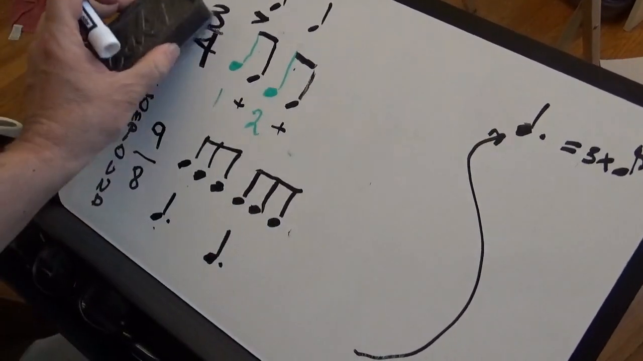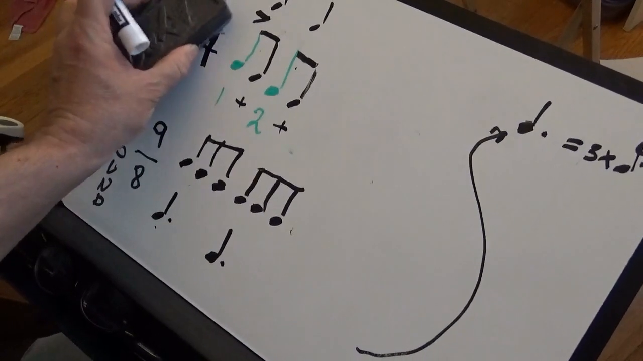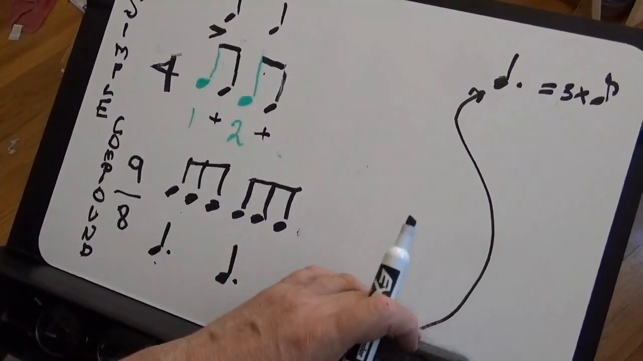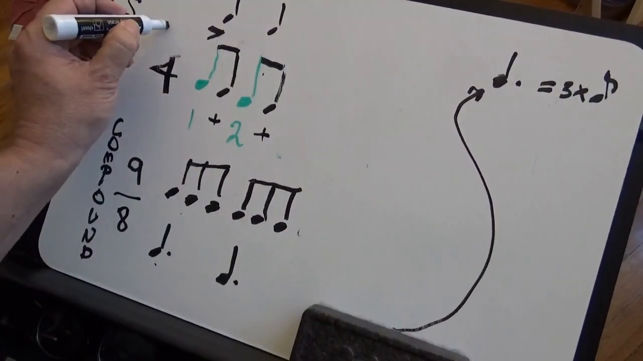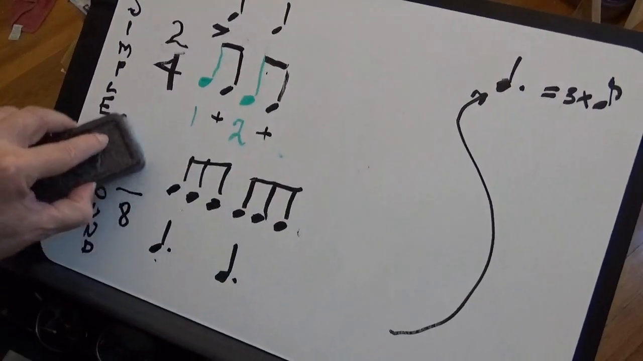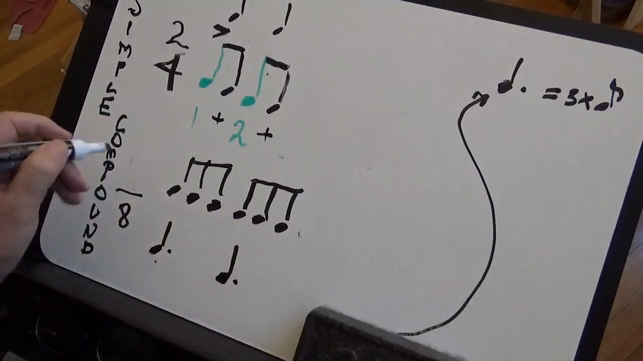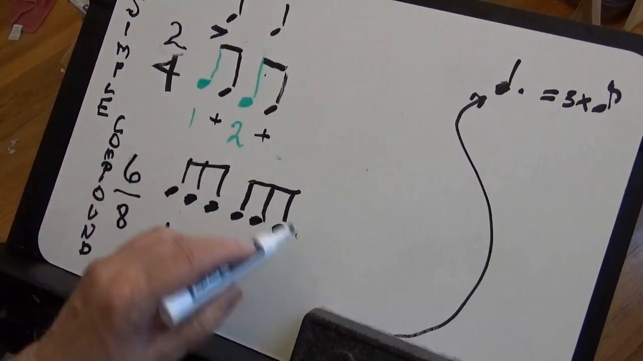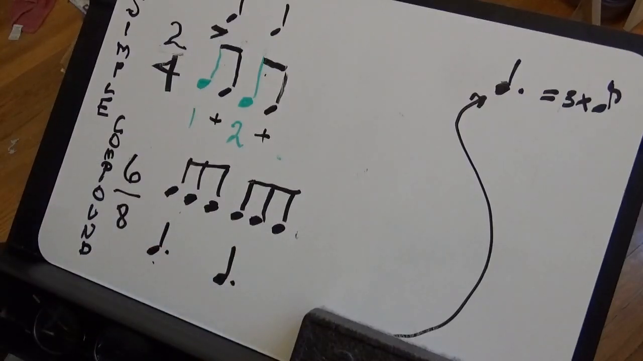Erase the 3. Put a 2. Erase the 9 because now we have 6. 6/8 is very common in folk music. It's the rhythm of the jig.